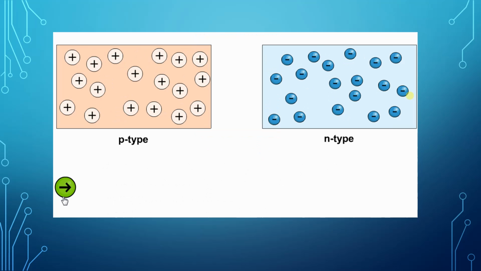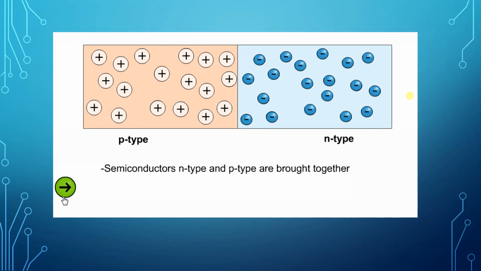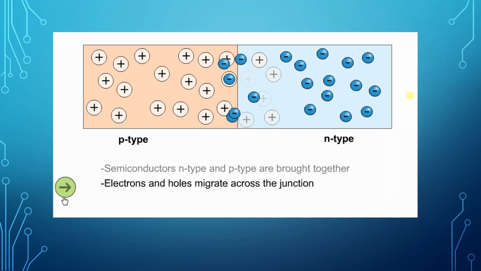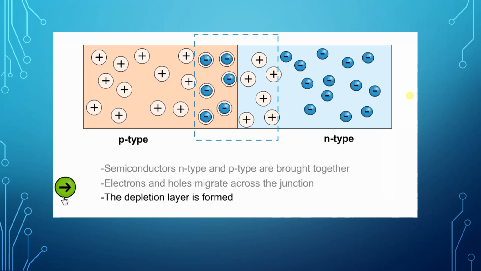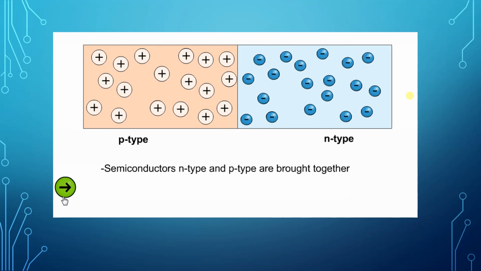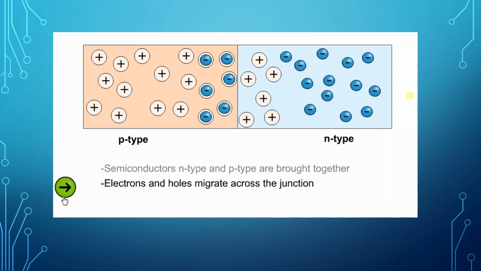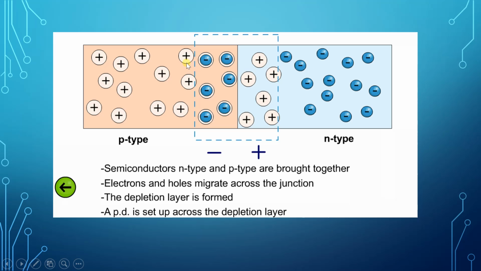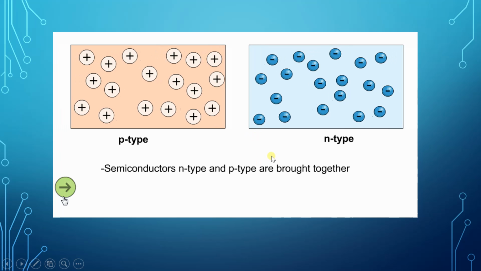This diagram shows the PN junction diode. Here we are having the p-type and n-type material. When p-type and n-type materials are brought together, a diode is formed. Electrons and holes merge across the junction. Then the depletion layer is formed, and then the potential difference, that is called PD, or the voltage, is developed across the layer. So this is how it works. This is the depletion layer, and the negative and the positive is the potential barrier.